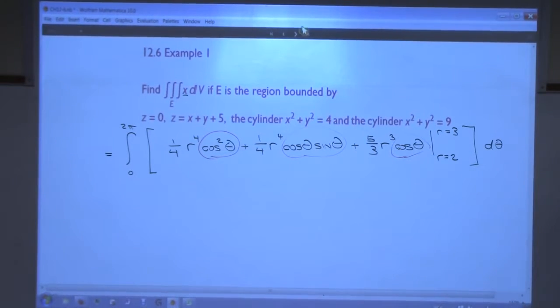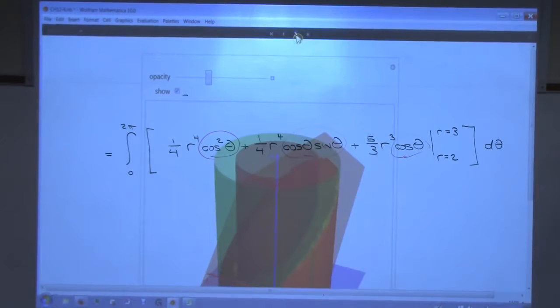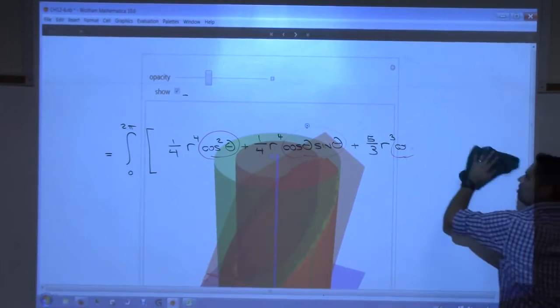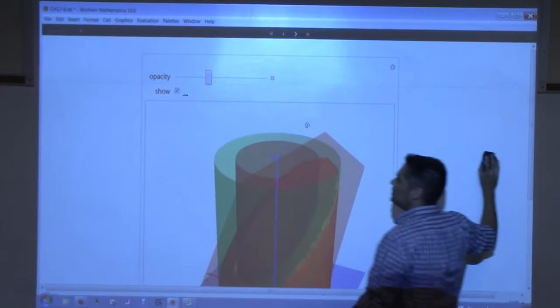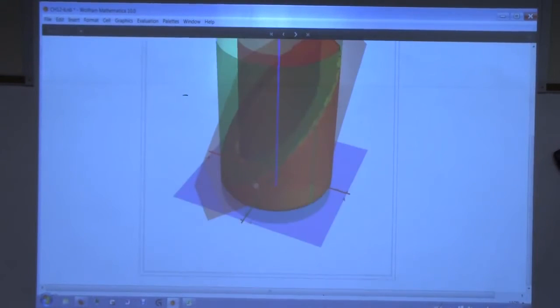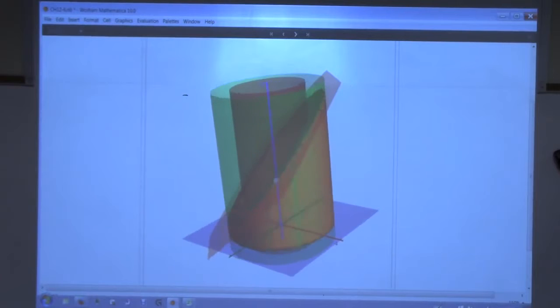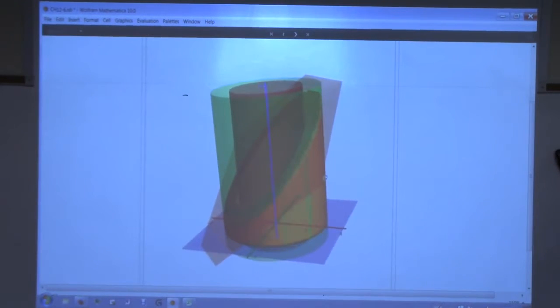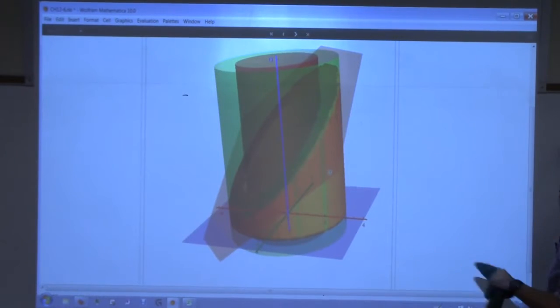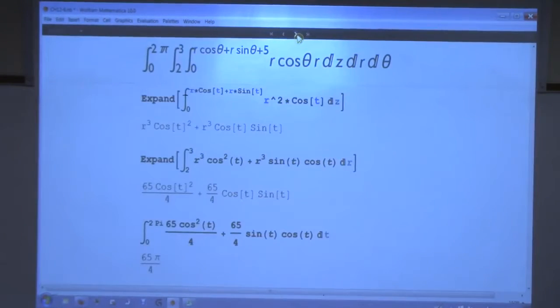Let me see what's next. Oh, this is the picture of it. This is actually the rendering of that. You can see the solid in there. You see it in there? We're not finding the volume of that. That's just E. All right. And if you do all of it, it comes out to 65 pi over 4.